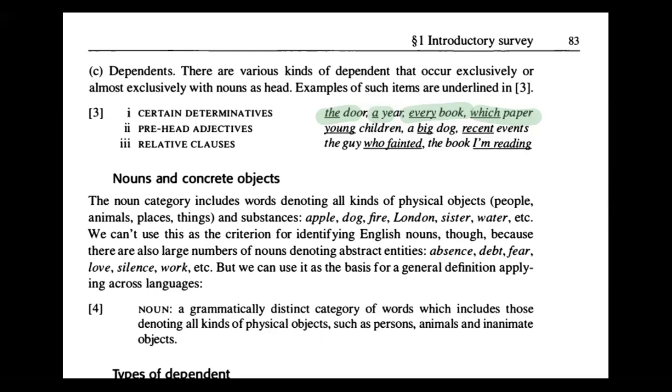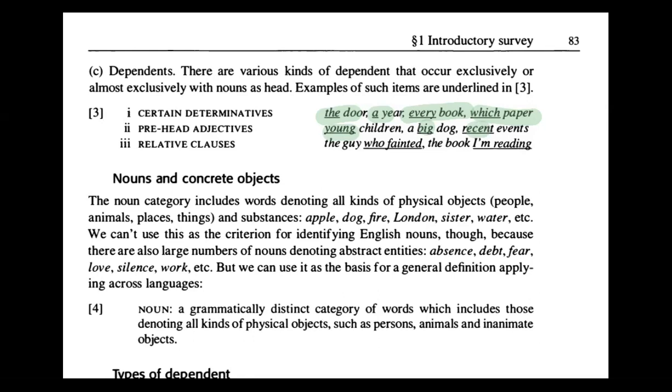The second example, pre-head adjectives. What does it mean? Pre-head adjectives means an adjective before the head. For example, a beautiful girl. So a here is the determinator. Beautiful is also a modifier and an adjective. Girl is the noun. Like young children, a big dog, recent events. All of these we call dependents also.